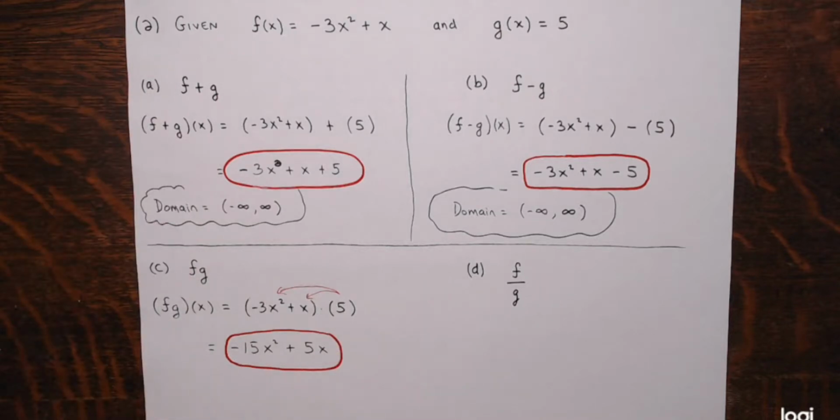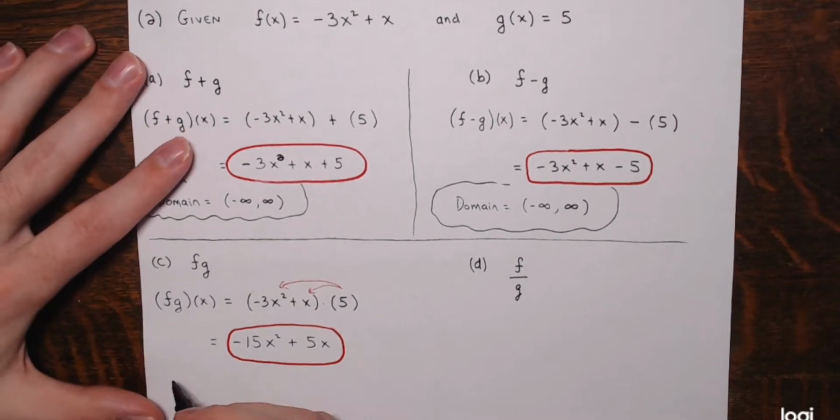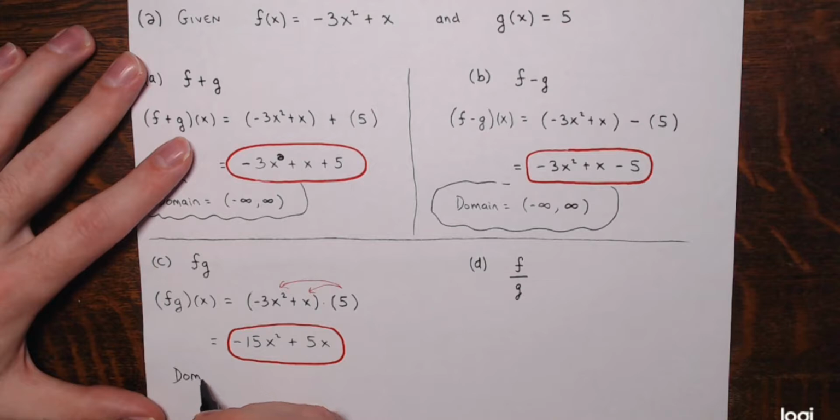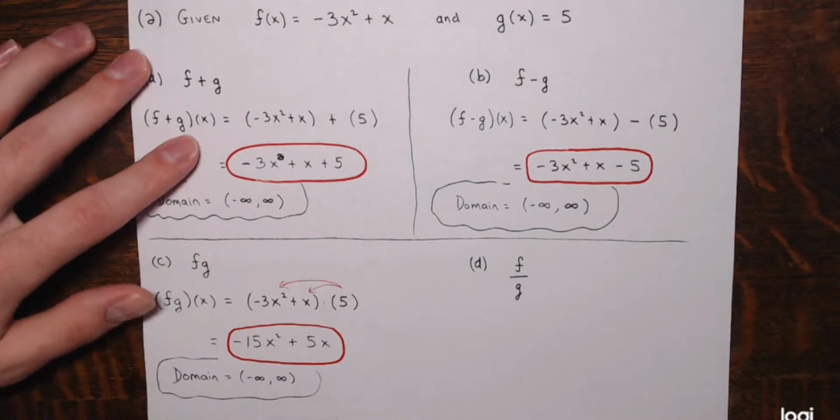And once again, no denominators, no even roots, no logarithms. The domain is all real numbers. You can plug in anything you want for x and get a real number output. So from negative infinity to infinity once again.